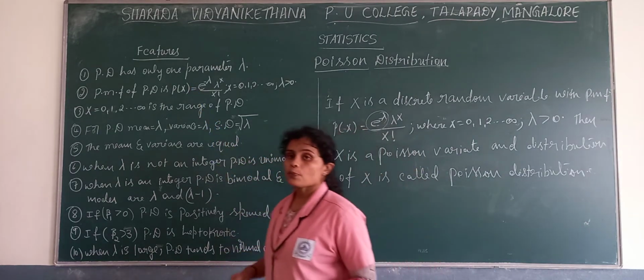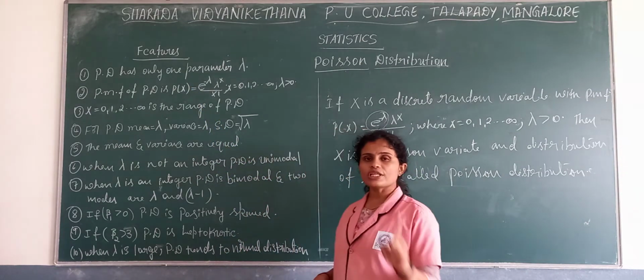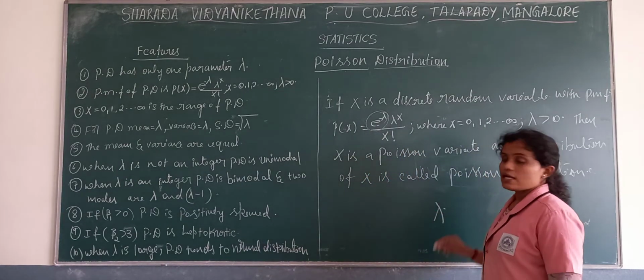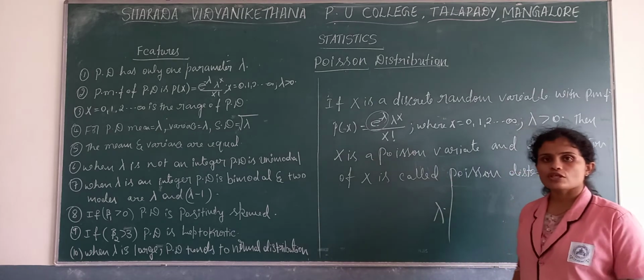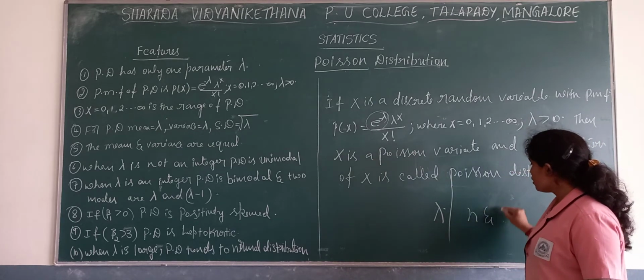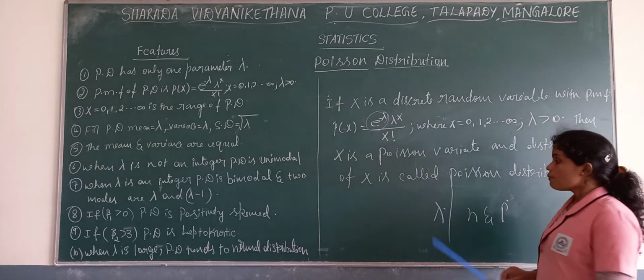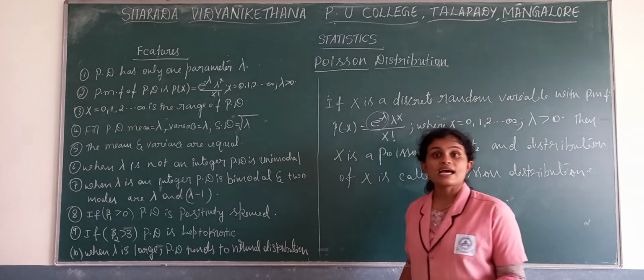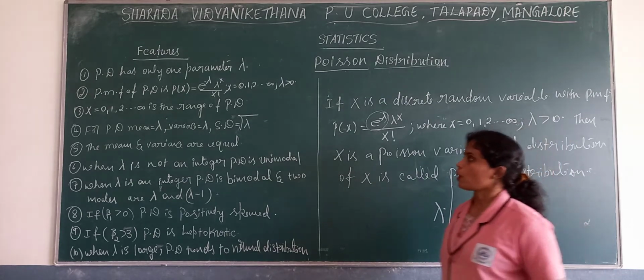Now, first one, Poisson distribution has only one parameter. That parameter is lambda. Now, if we take binomial distribution, which are the parameters? n and p. These are the parameters. But in case of Poisson distribution, there is only one parameter, that is lambda. That will be given in the problem.